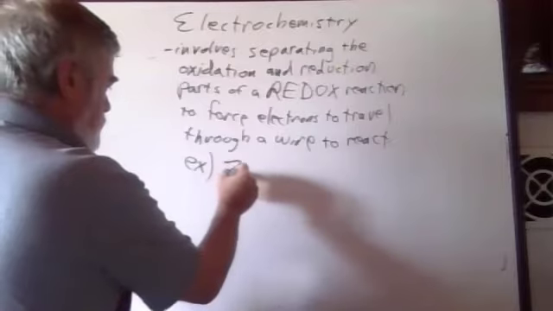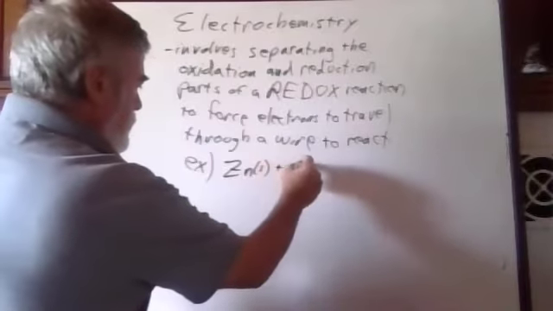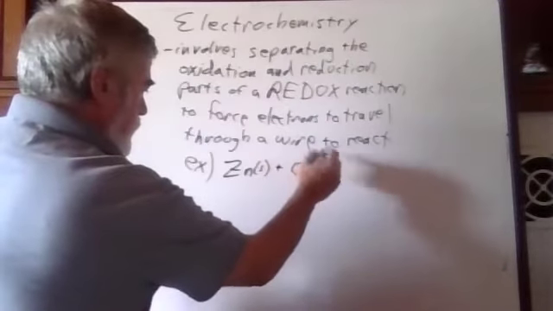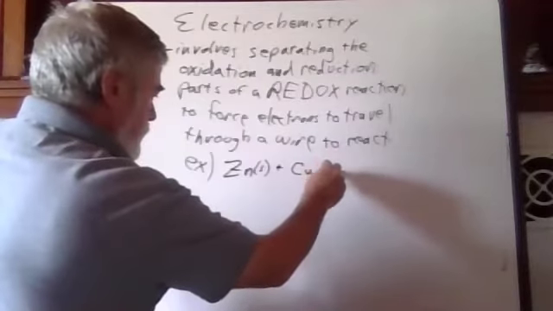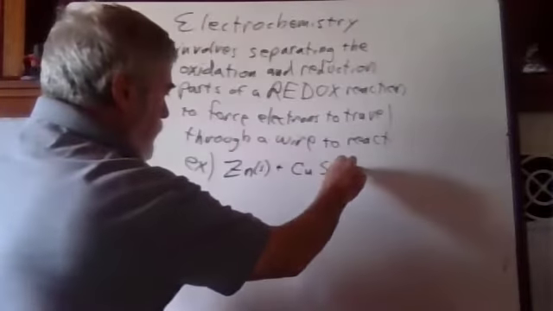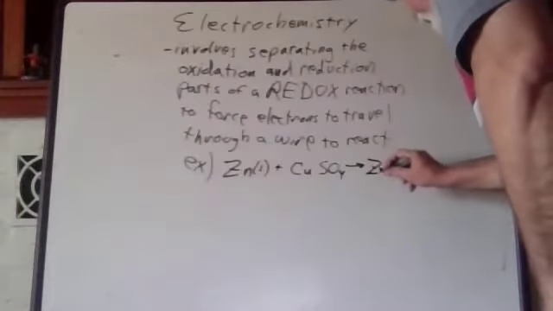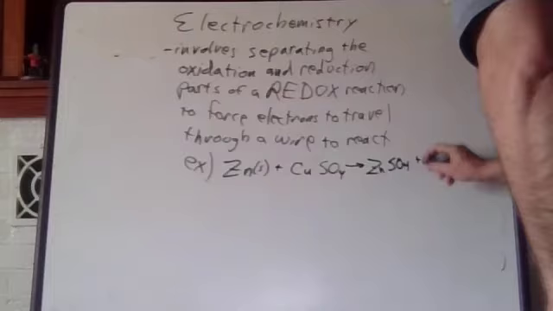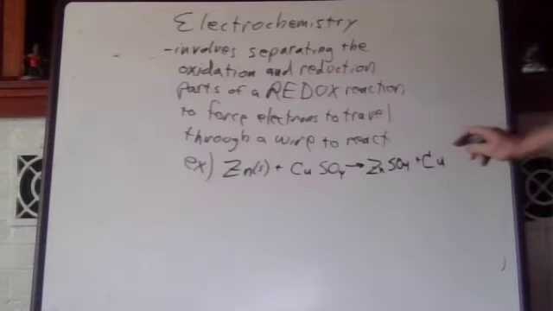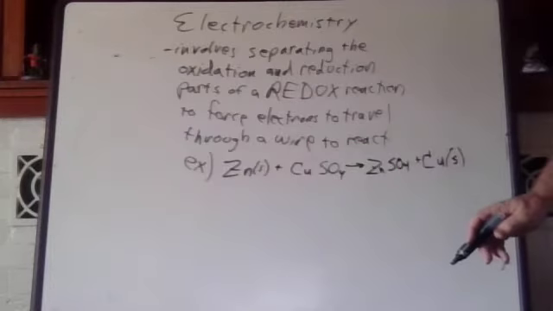So if I take this redox reaction, zinc solid plus copper, let's say this is copper sulfate, that can produce zinc sulfate and solid copper. So the copper here would be a solid, the zinc here would be a solid. These two would be in solution, they'd be aqueous.